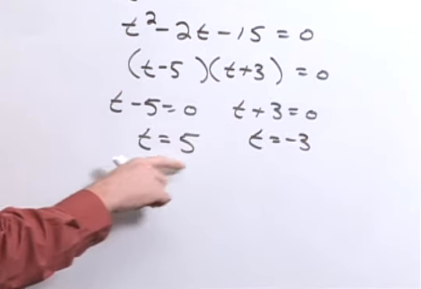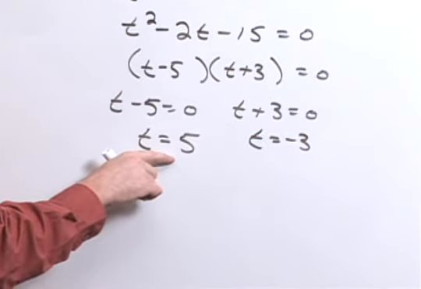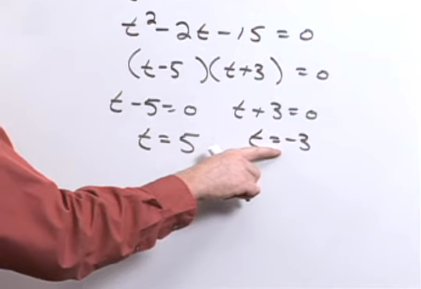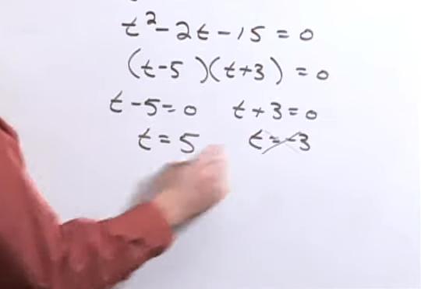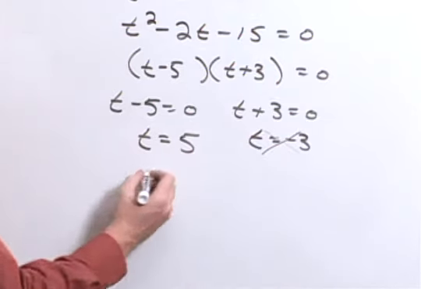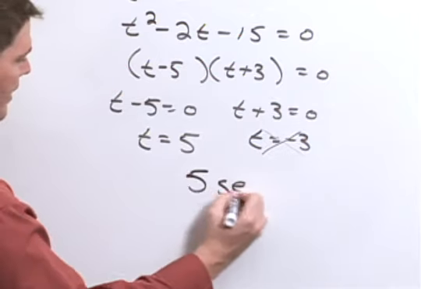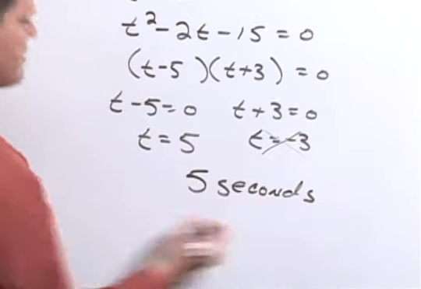Since we're talking about the amount of seconds when it hits the beach, it doesn't make sense to have negative 3 seconds. But it does make sense to have 5. So my answer will be 5 seconds.